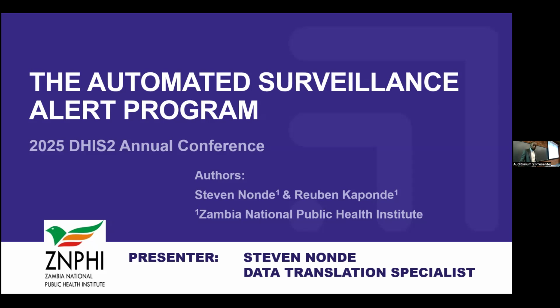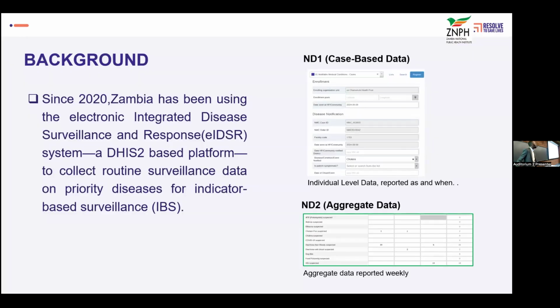My co-authors' names are Ruben Kaponde, who is an informatics engineering specialist at ZMPHI, as well as the architect of the external program upon which this innovation is built. Zambia, since 2020, has been using the Electronic Integrated Disease Surveillance and Response System, EIDSR, which is a DHIS2-based program to collect routine surveillance data on priority diseases for our indicator-based surveillance, IBS.